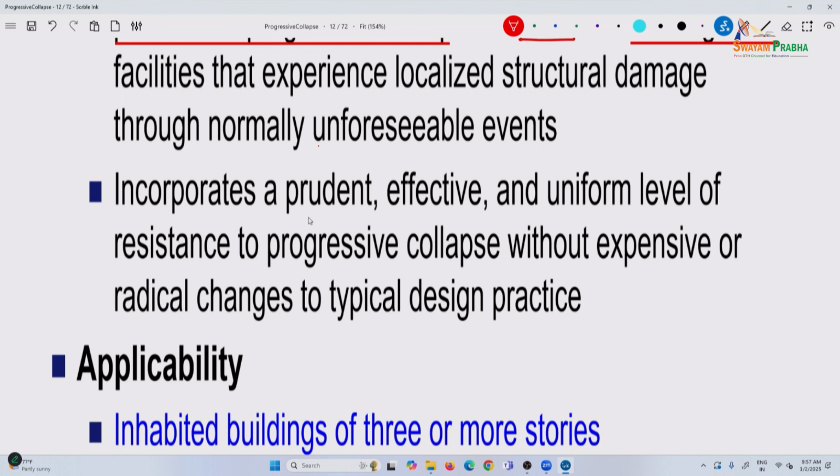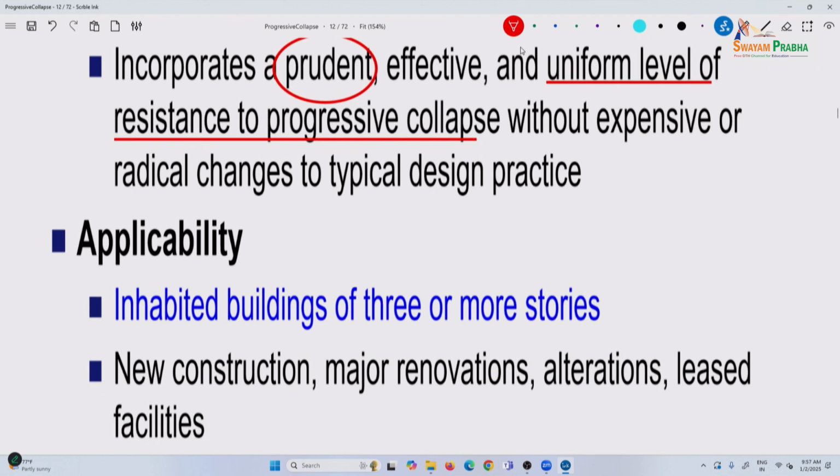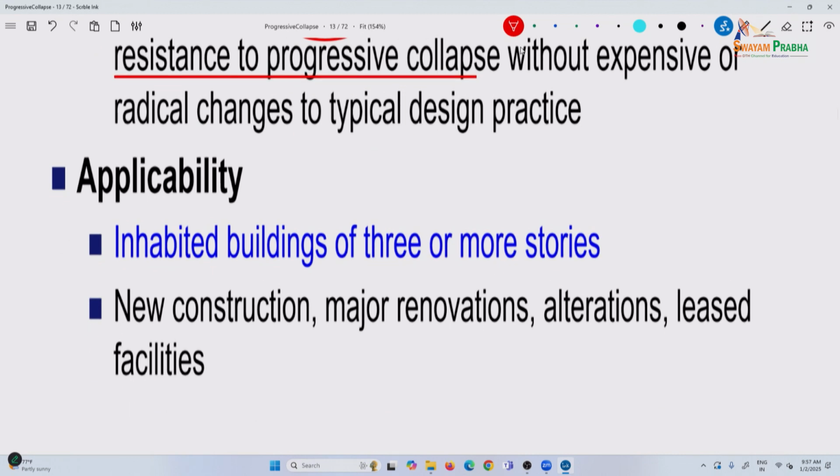Now, this is again an unforeseeable event, so you have to use your own judgment, effective and uniform. The thing is, you have to provide a uniform resistance to progressive collapse without expensive or radical changes to typical design practice. Applicability is for regular structures. Although if it is an unusual structure, then you have to decide where the column removal criteria should be.